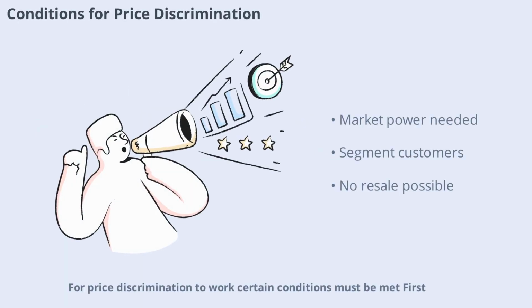For price discrimination to work, certain conditions must be met. First, the firm must have some control over the price, meaning the market can't be perfectly competitive. Second, the company must be able to segment the market and identify groups with different willingness to pay. Third, there must be no easy way for customers to resell the product to others. If these conditions are met, firms can successfully implement price discrimination and benefit from increased profit.